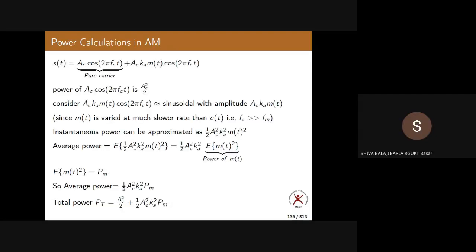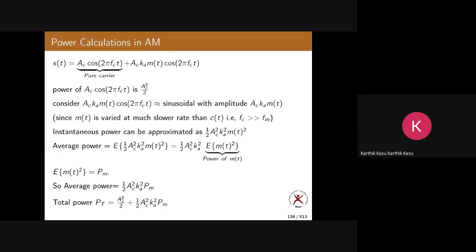Correct? So what is the power in sidebands? Half AC square KA square PM. Why? Because this is carrier, this is sidebands. If you take the Fourier transform, as I told you in the last class, this is the carrier term. What do you get here? AC KA by 2 times M of F minus FC plus M of F plus FC. They correspond to upper sideband and lower sideband. So in this expression of S of t, the first term refers to carrier, and this term refers to both sidebands, upper sideband and lower sideband. Is it okay, all of you?